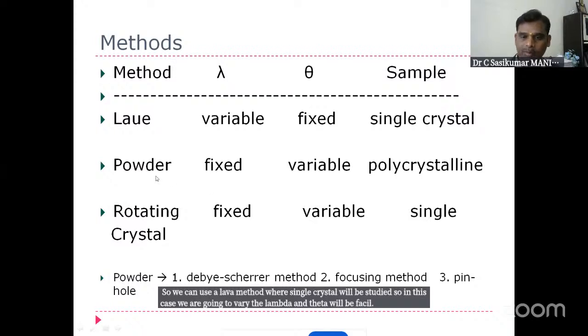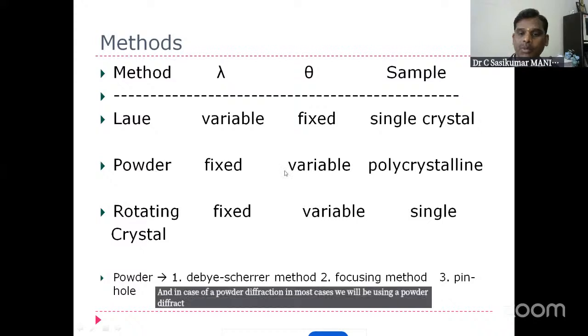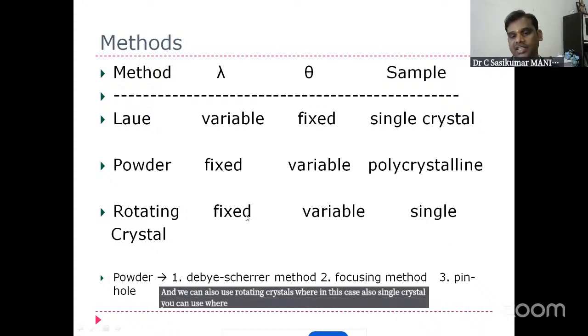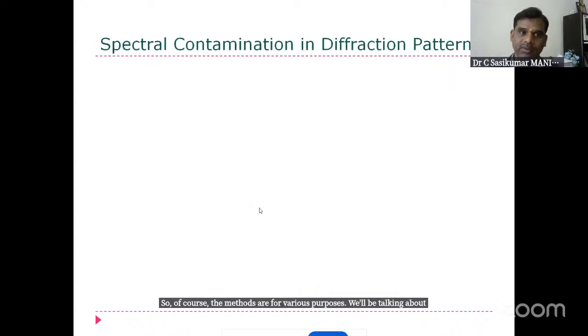And in case of powder diffraction, in most cases we will be using powder diffraction. In powder diffraction, we can use a polycrystalline material, where lambda will be fixed and theta will be the variable. We can also use rotating crystals, where in this case also a single crystal can be used, where lambda is fixed and theta is a variable. Of course, the methods are for various purposes. We'll be talking about what the different methods are used for.